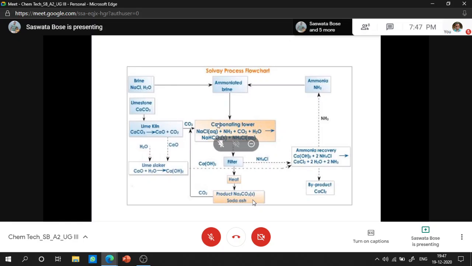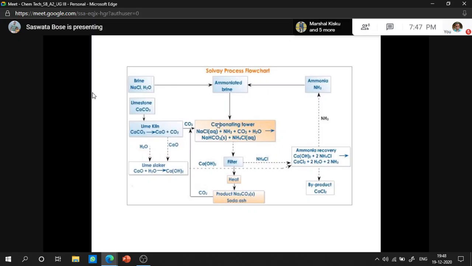Achha, from where the carbon dioxide is being found, I'll be coming to that. So carbon dioxide and ammoniated brine solution, ওটা উপর থেকে নামছে, এটা নিচ থেকে পাস করছো, and some amount of the carbon dioxide is being absorbed by your brine solution. Okay, so ammoniated brine, NaCl aqueous, NH3, carbon dioxide, water reacts to form sodium carbonate and NH4Cl.